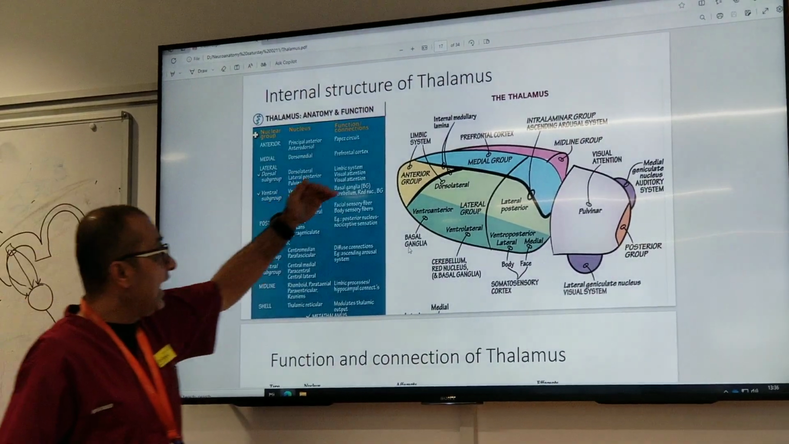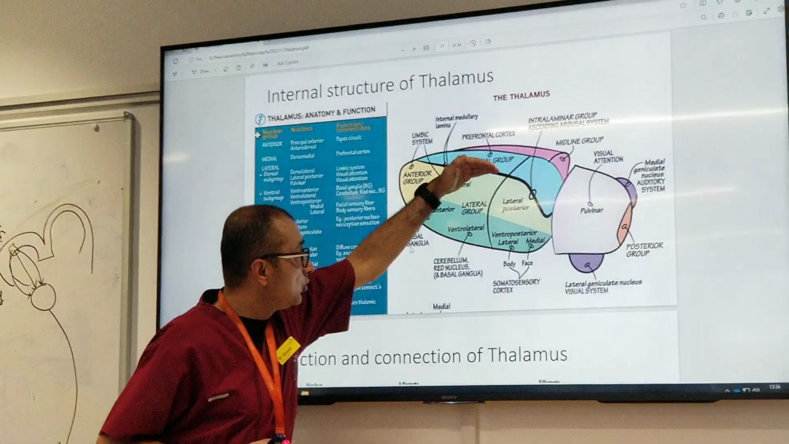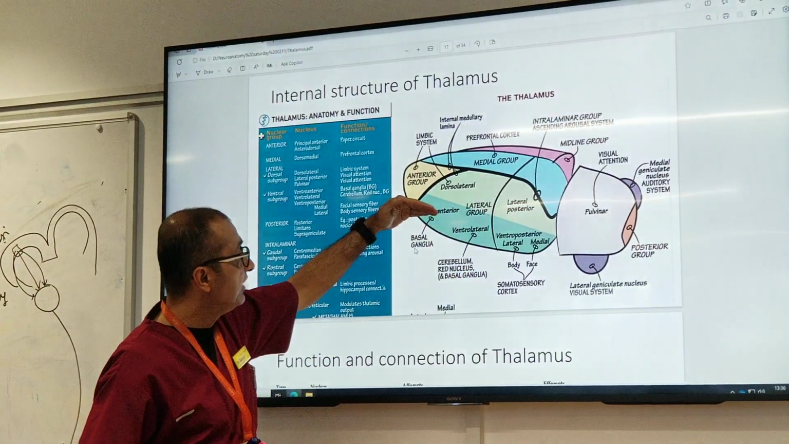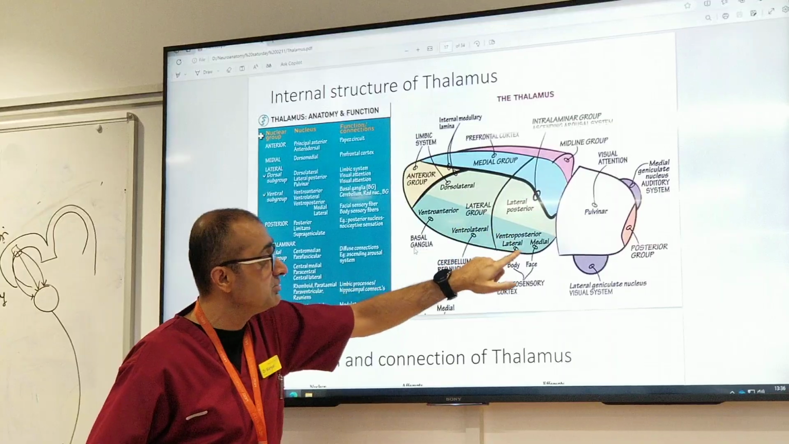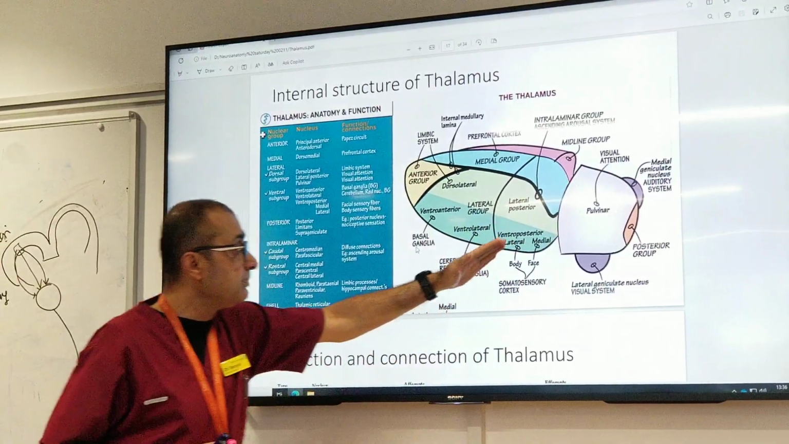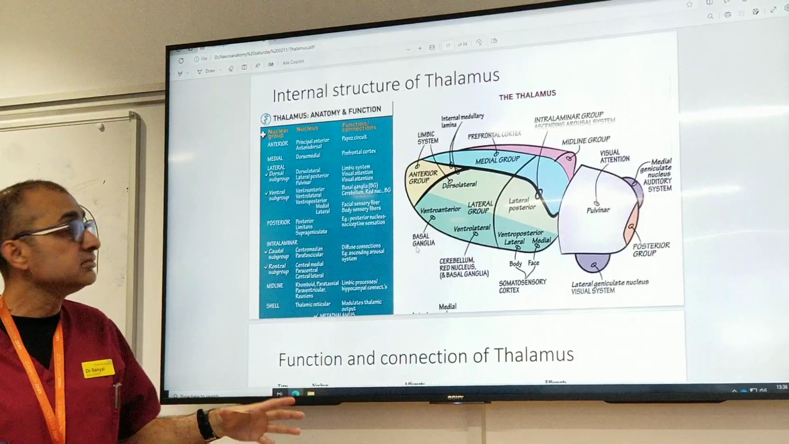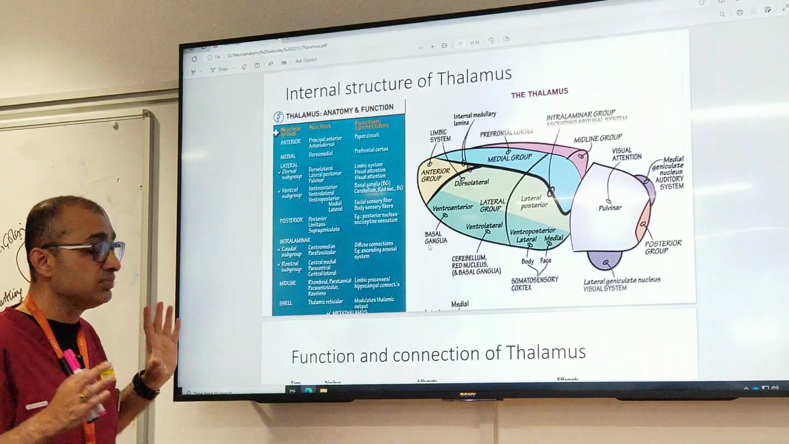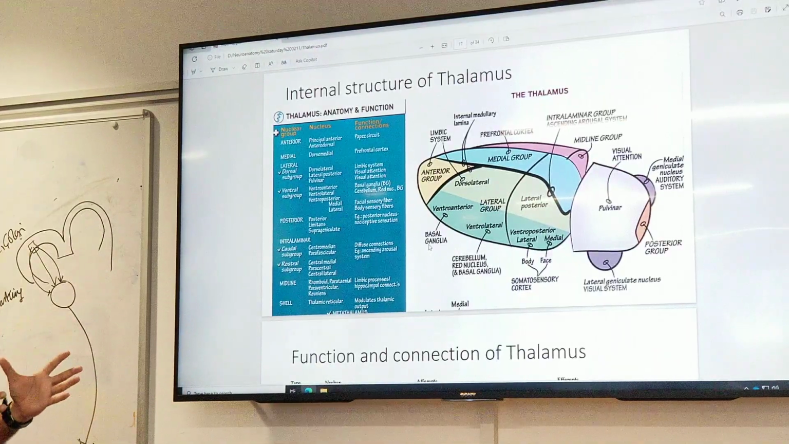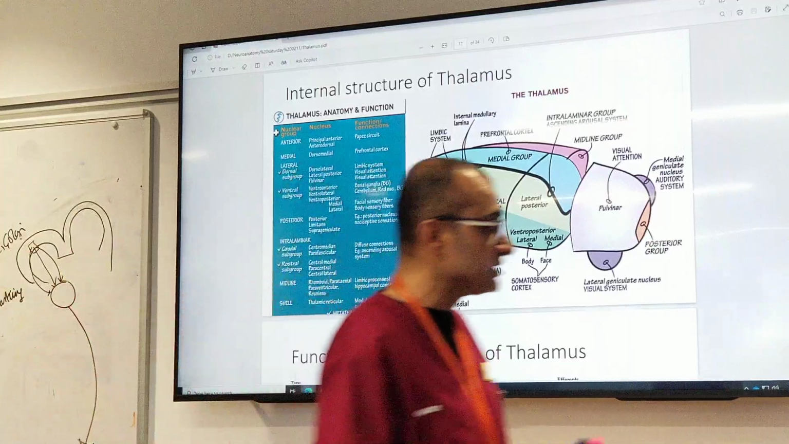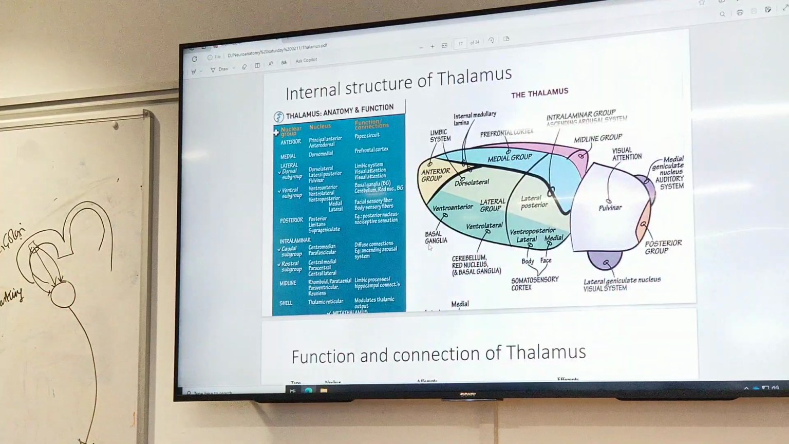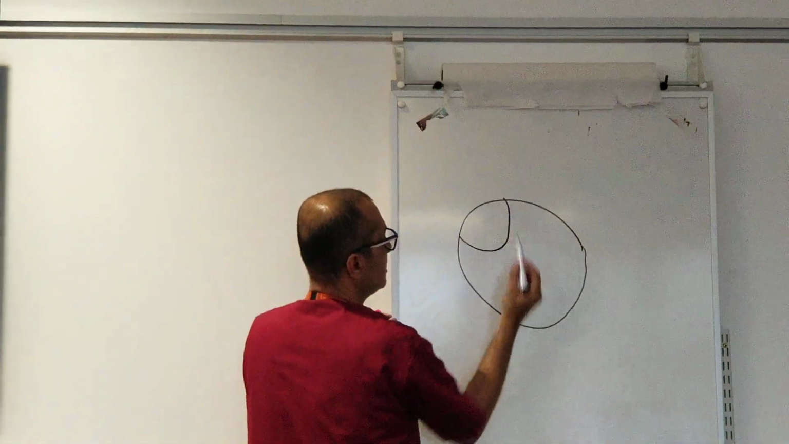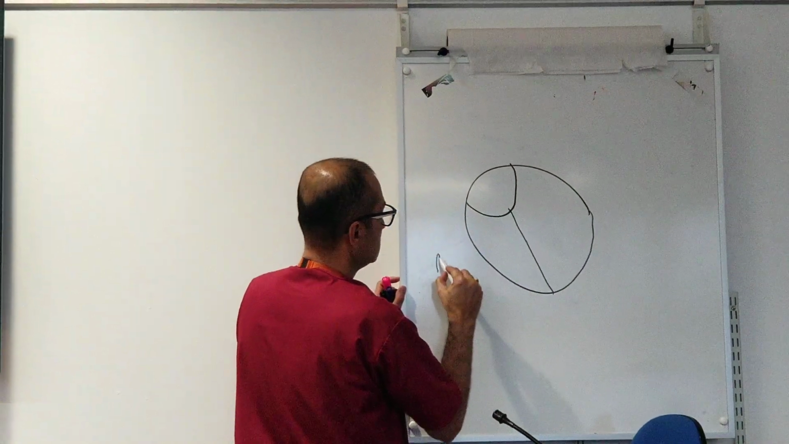See, anterior group, medial group, dorsolateral, lateral posterior, and then ventroanterior, ventrolateral, ventroposterior, medial lateral. And the posterior part has got what is called pulvinar, and then medial geniculate nucleus and lateral geniculate nucleus. So if you can understand this picture, then that's so. If we look at the thalamus, it is an egg-shaped structure. So it has got anterior part. This is medial.